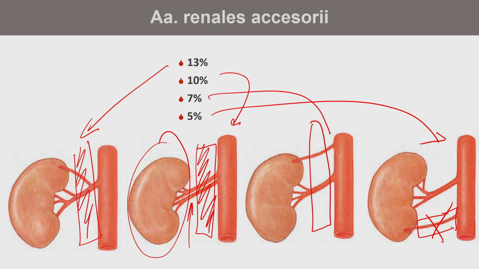So this is very important to know that the renal arteries are very, very variable, more variable than truncus celiacus and mesenteric artery. So this is very important for planning of surgery.